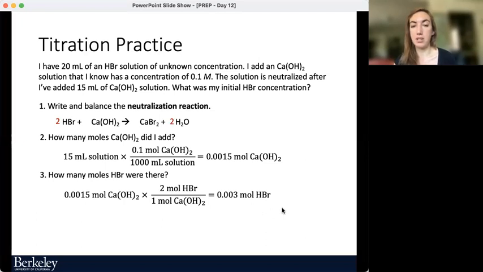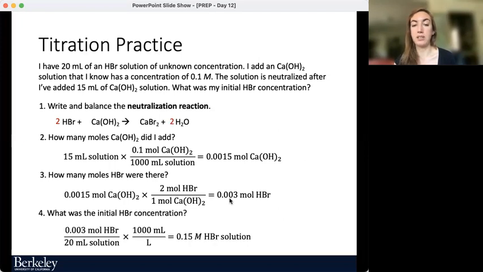And then the last step is just to figure out the initial concentration, which is 0.03 moles of HBr in my 20 milliliters of solution. And I have 1,000 milliliters per liter. So what I end up with is 1.5 moles of HBr per liter of solution, which means I have a 1.5 molar solution. Does anyone have any questions on how I walked through this example or titration in general?